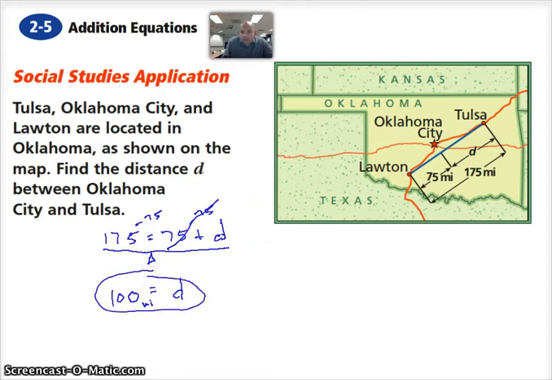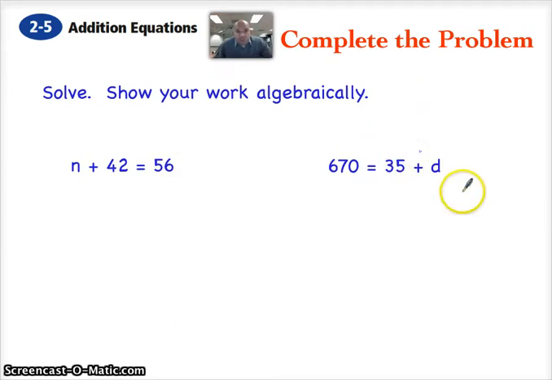Okay. Now, I want you to go ahead and solve two problems and show your work algebraically. Again, I want you to use a pan balance scale with a line that acts as the pan balance and a triangle underneath the equal sign that acts as the fulcrum. How do we isolate the variable in both these situations? How do we undo a plus 42 over here and a plus 35 over here?